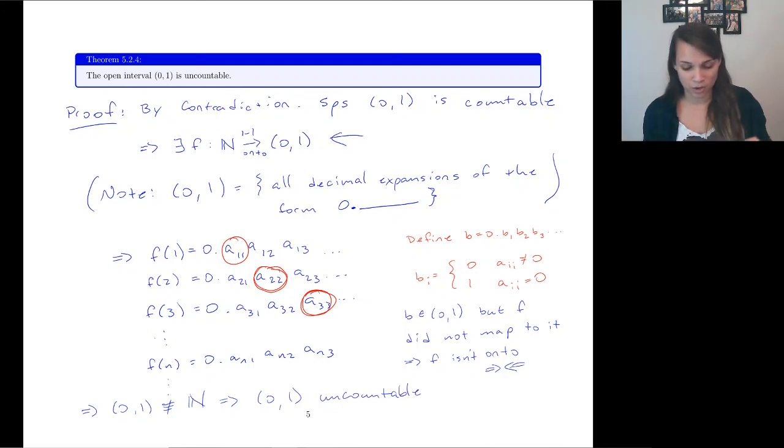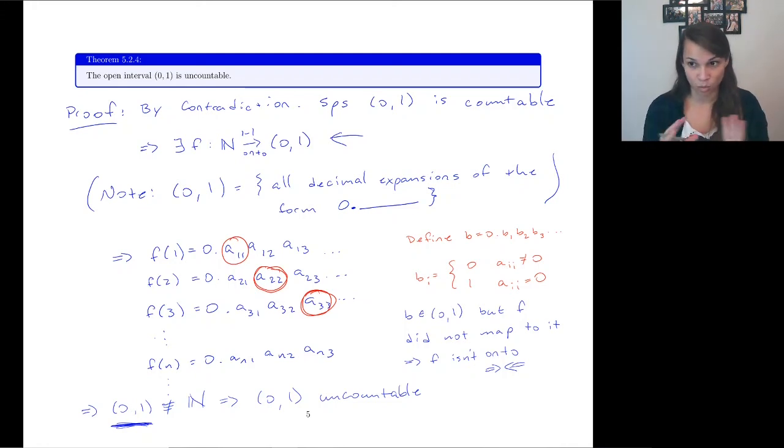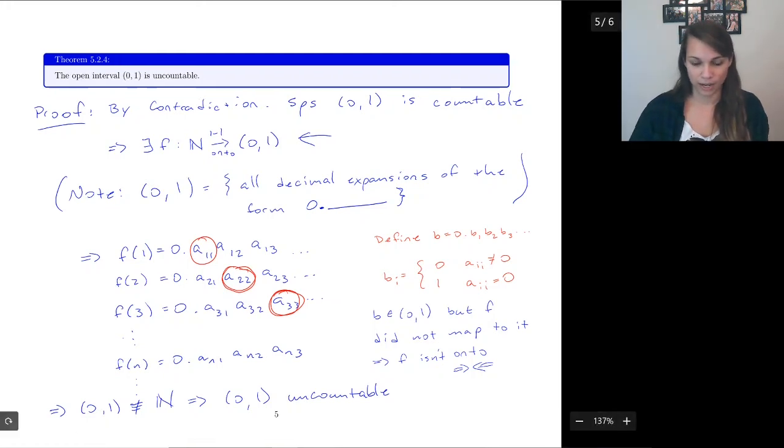So if 0 to 1 is uncountable, now we can use that information going forward. If you want to prove something is uncountable, if you can say that it's the same as this 0 to 1, like if it's equivalent, develop a bijection between this guy, 0 to 1, and whatever set you think is uncountable, that's how we're going to prove everything is uncountable. So if you want to prove it's countable, develop a bijection for n. If you want to prove it's uncountable, develop a bijection for 0 to 1. Okay.